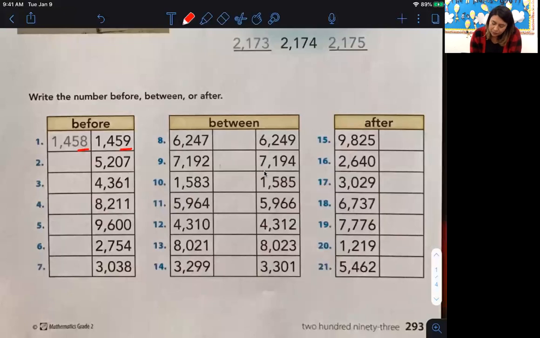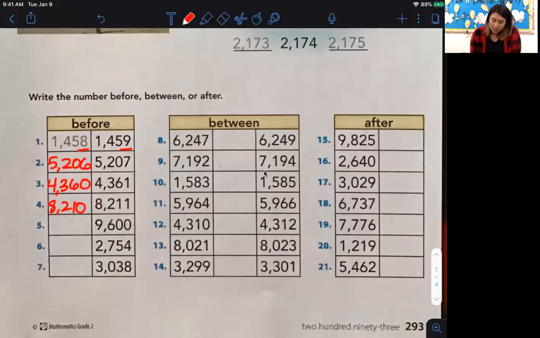All right. So the number that comes before 5,207 would be 5,206. Next, what comes before 4,361? Well, we go backwards and it would be 4,360. Nice. 8,211. Now we count backwards 1. It would be 8,210. Good job.